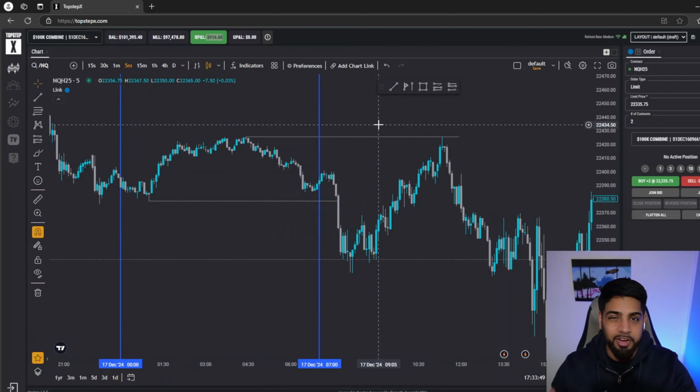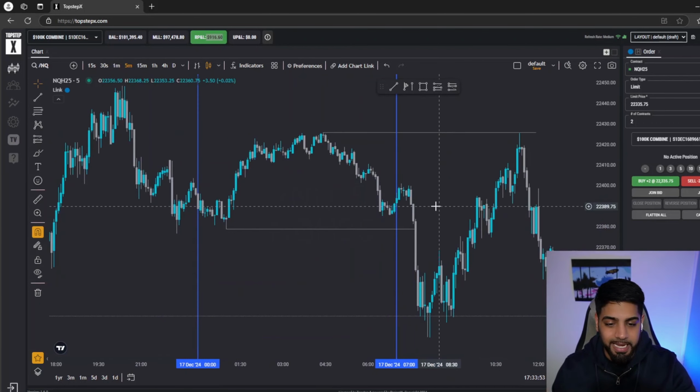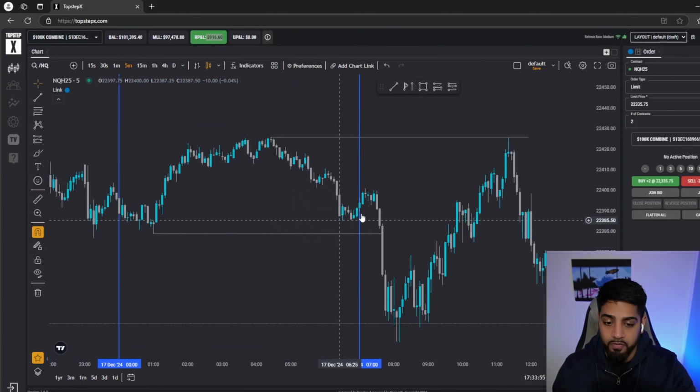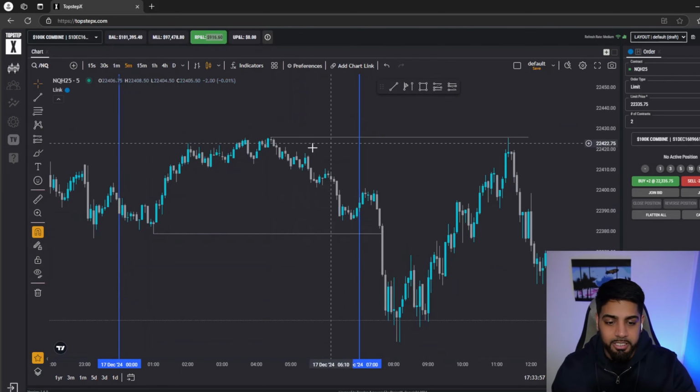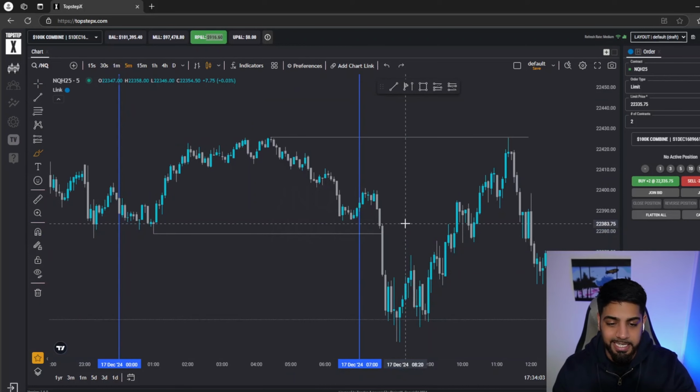So once I've got my range high and my range low, what I'm then going to wait for is price to come and give us a nice sweep of either side of liquidity. So in this case, as you can see today, we actually got a sweep of the low. So we swept all of the liquidity to the downside.